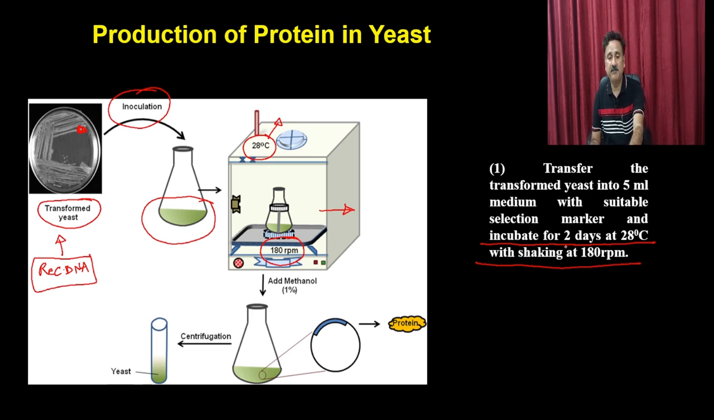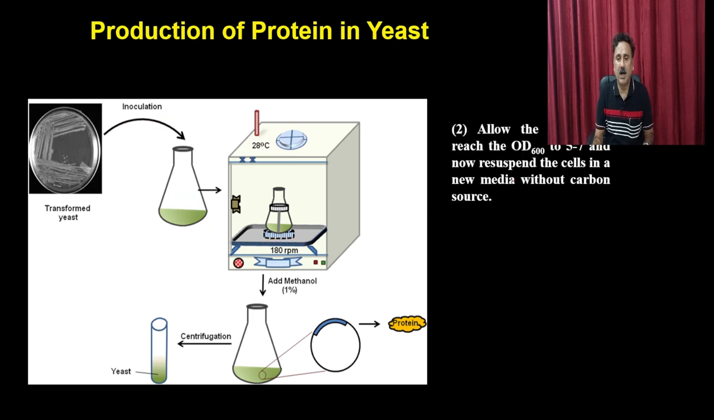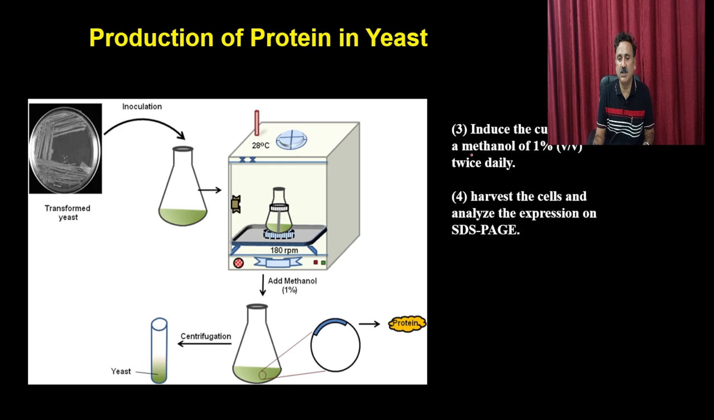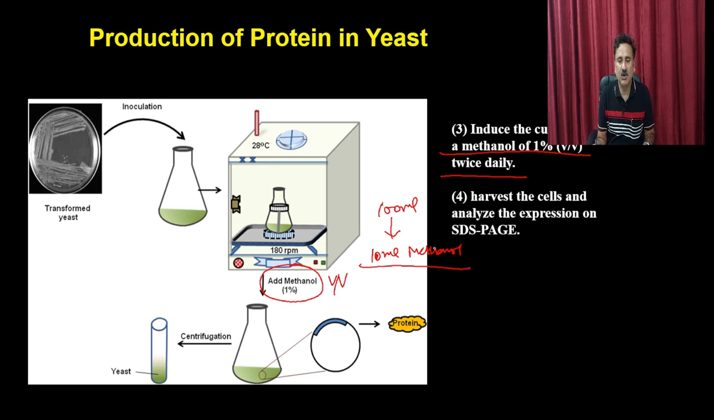at 180 RPM. Once that is done, you can allow the culture to reach an OD of 5 to 7, right? That means you are going to generate a very, very high density culture. Then you are going to do the induction. You are going to induce the culture with methanol at 1% volume by volume twice daily. So, if you have a culture of 100 ml, you are going to add 1 ml of methanol, which is 1% volume by volume, and that is going to induce expression. You can do that induction twice daily.